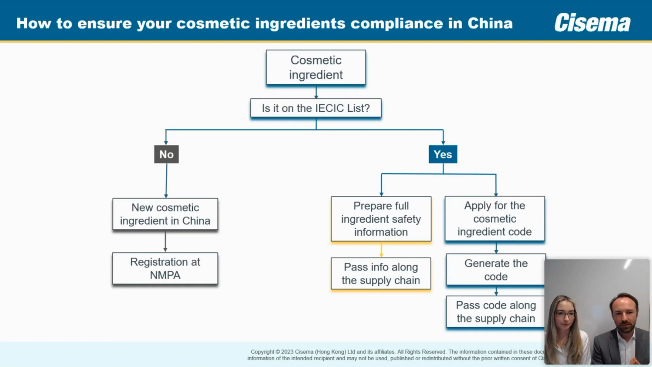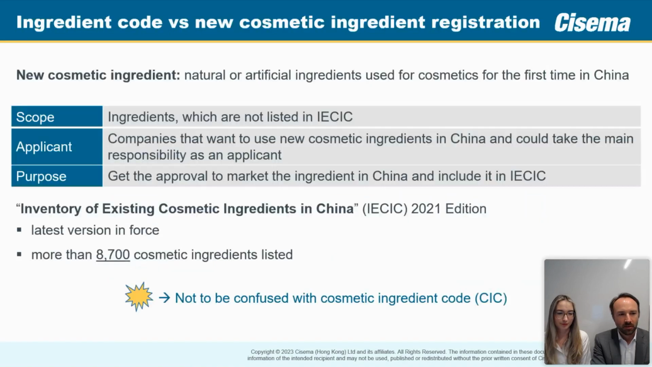And then, of course, there's the ingredient submission code, which is relevant for already approved ingredients that are on the IECIC list, and most relevant for cosmetic product filings, as part of the closer scrutiny of cosmetics and the safety of their ingredients. Going into a little more detail, Anna talked about the overall overview. We just set out a definition here in the first line: natural or artificial ingredients used for cosmetics for the first time in China. That's the definition of a new cosmetic ingredient.